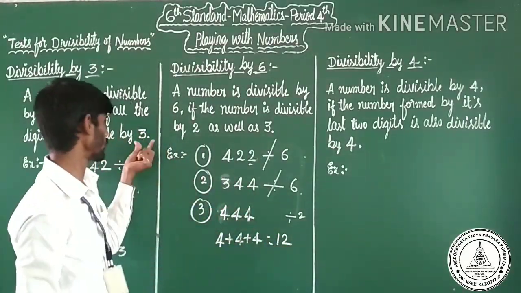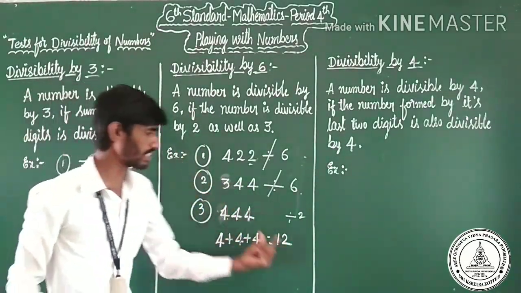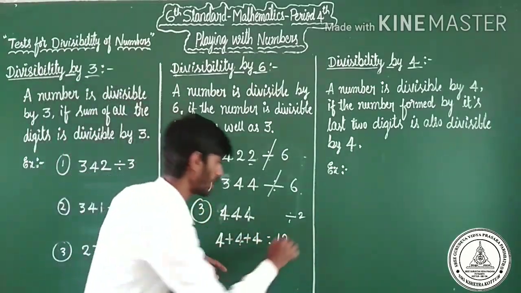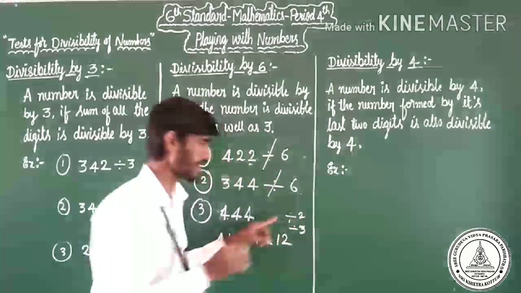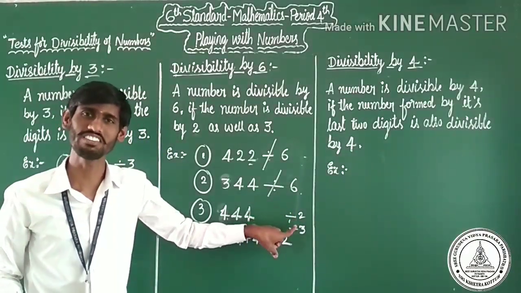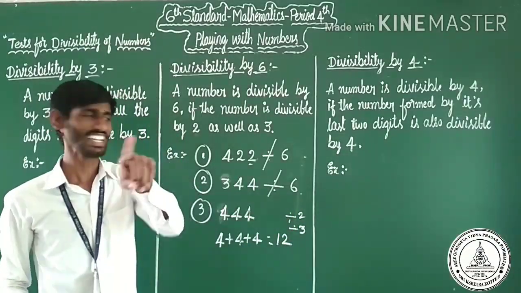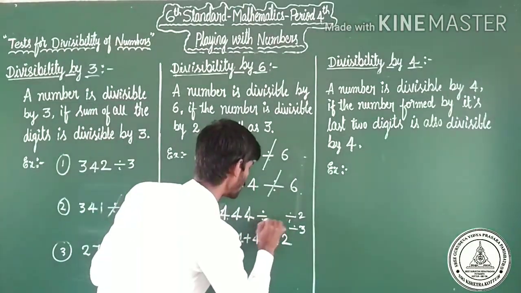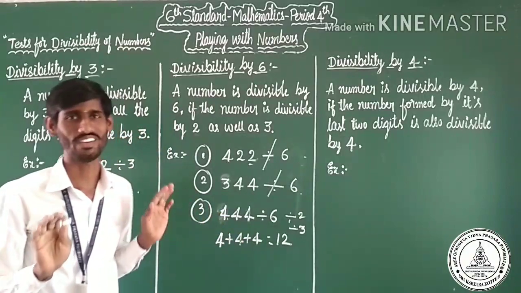Is 12 a multiple of 3? In the table of 3, does 12 come? Yes, of course it comes. So it passes the divisibility by 3. If it passes divisibility by 2 and also divisibility by 3, you may decide yourself, the whole given number passes the divisibility by 6. I hope you have understood.